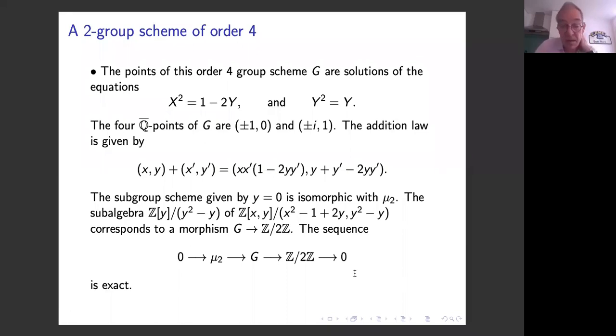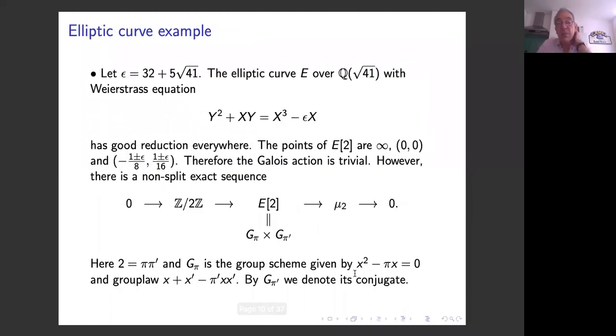Okay, so now you have exact sequences of group schemes, just as you have for Galois modules. Here's an elliptic curve example. If you take this elliptic curve over Q(√41), you can compute its discriminant, and you will see that it is a power of the fundamental unit, epsilon. So it has good reduction everywhere, so all its torsion point subgroup schemes are finite and flat.